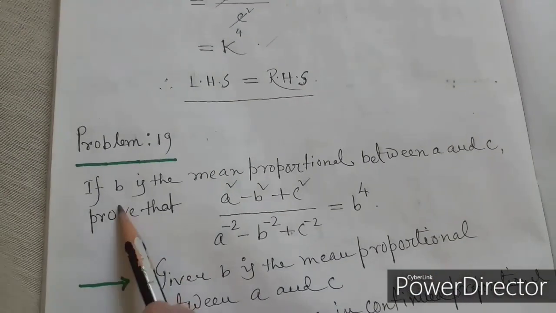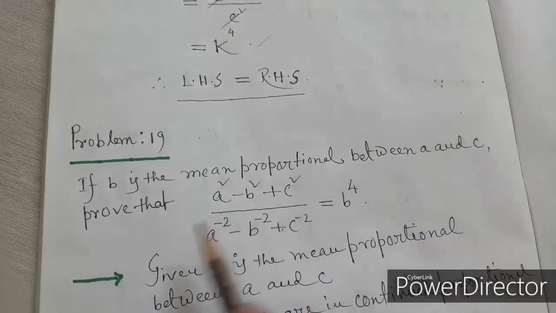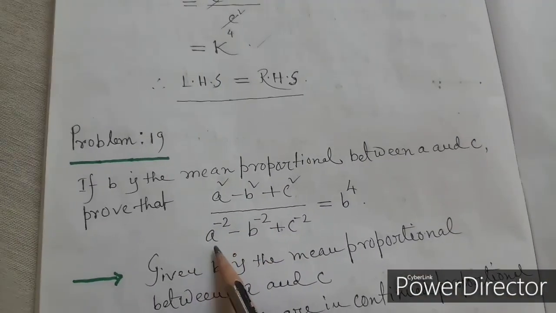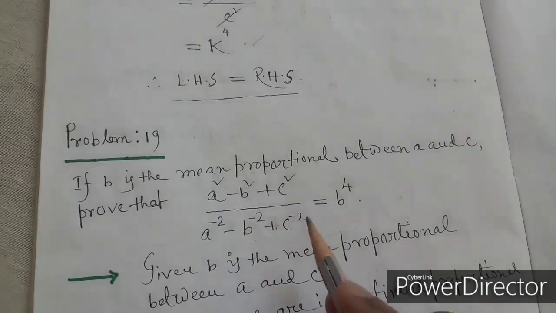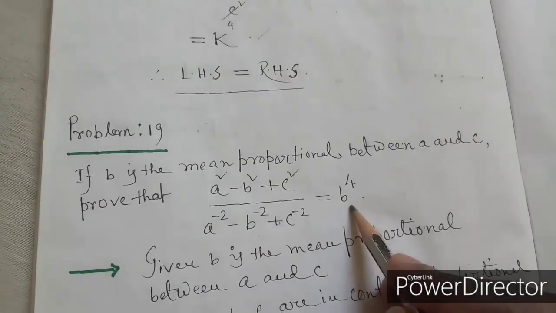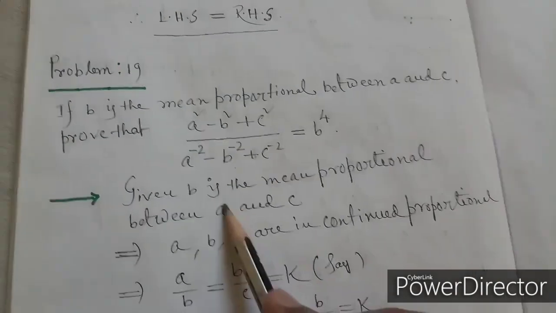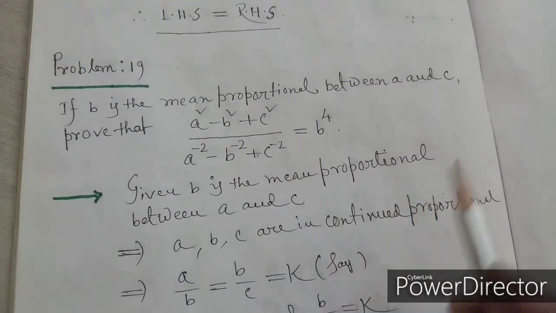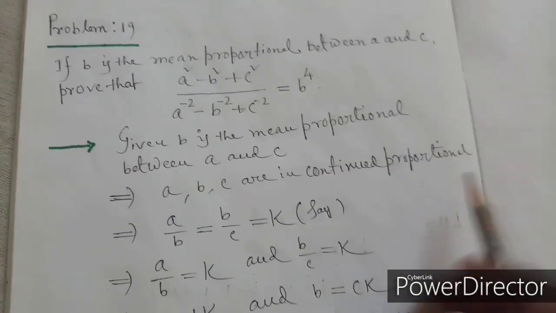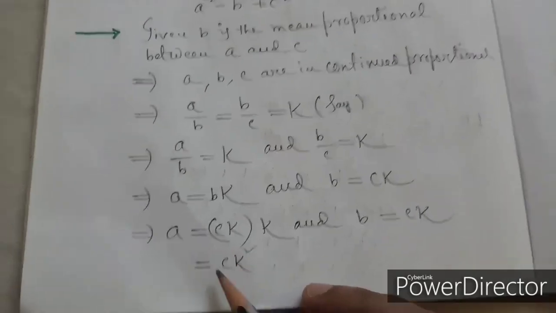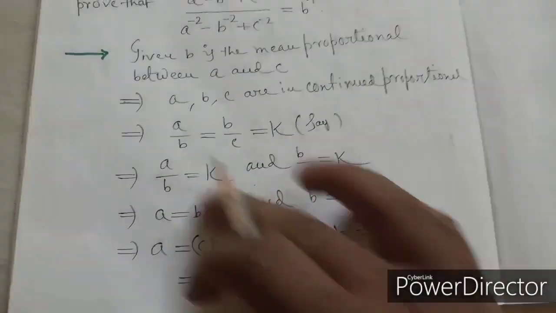Next problem: if b is the mean proportional between a and c, then prove that (a square minus b square plus c square) by (a to the power minus 2 minus b to the power minus 2 plus c to the power minus 2) equals b to the power 4. How to prove it? Given b is the mean proportional between a and c, then a, b, c are in continued proportion, then a by b equals b by c equals k say, then a equals c k square and b equals c k.